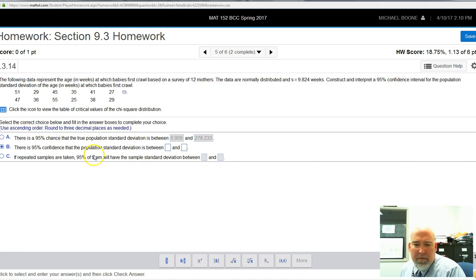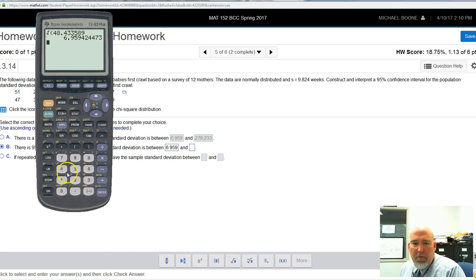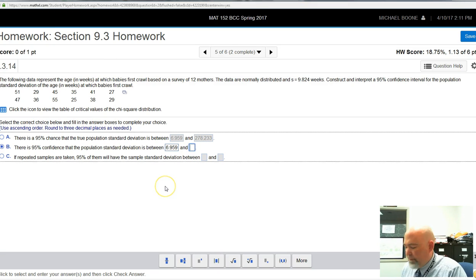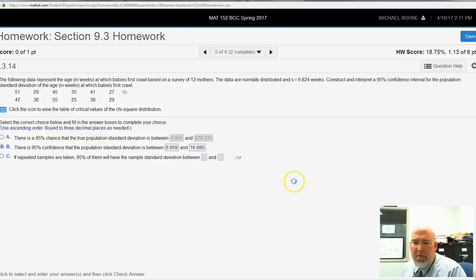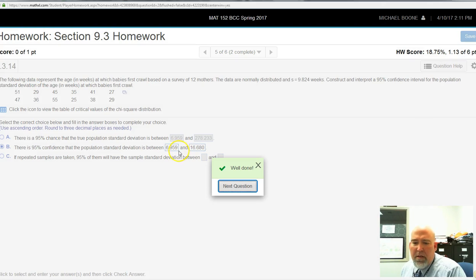So it's going to go to B, because we're looking at the confidence, not a chance. It's not a probability. So I'm interpreting 95% confidence, and so I'm liking that one. Oh, I didn't take the square root of that one. Sorry. 278.233. Let's see if that gets us close enough. 16.680. That's where a lot of people make a mistake on this one, is not taking the square root when you're doing these. Just make sure you take the square root and you should be good.